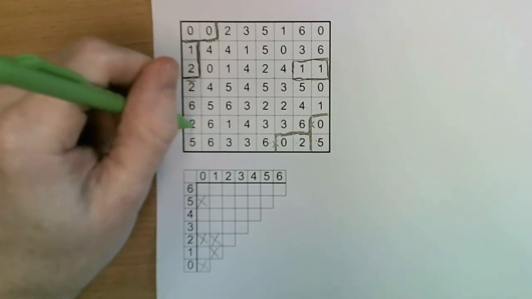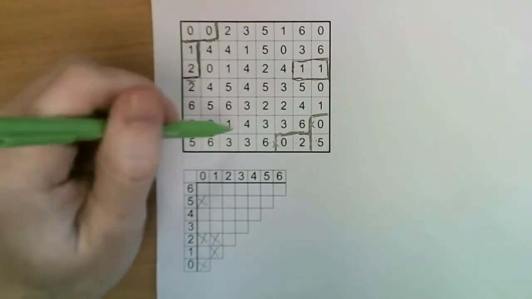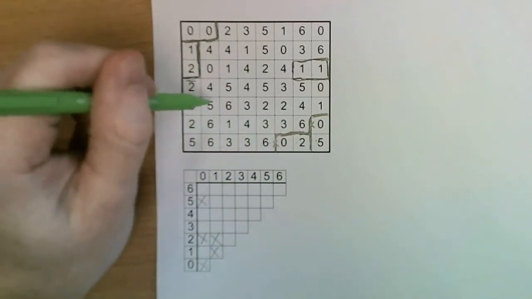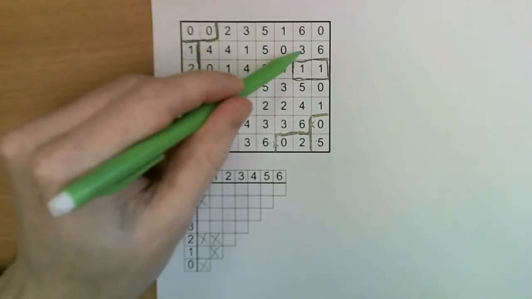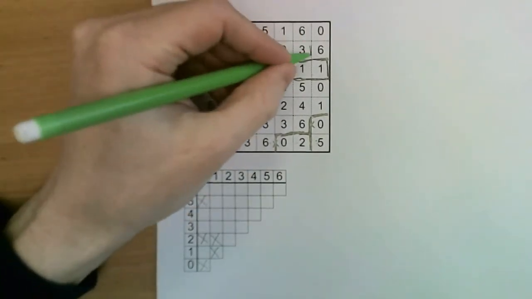Let's move on to the 3, so let's look at 3, 0. Okay, so it can't go there. Looks like it's here, 3, 0, so let's mark that in.